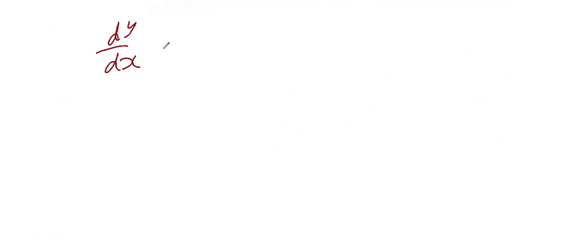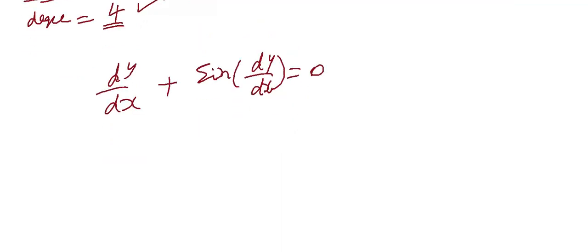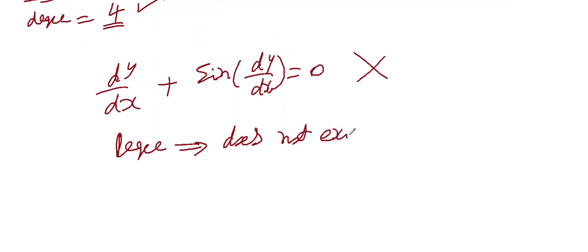not order. Okay, fine. dy by dx plus sine of dy by dx is equal to 0. The first question you need to ask is: is this a polynomial in derivative or not? Okay, so I will say this is not a polynomial in derivative. If I don't have a polynomial in derivative, I cannot have the degree. So what is the degree of this particular differential equation? Does not exist.